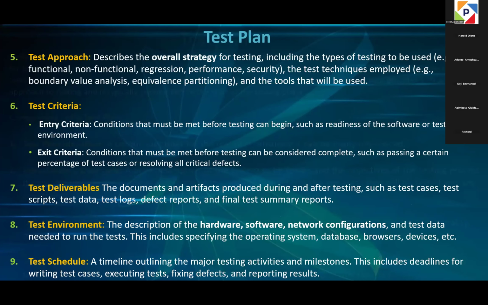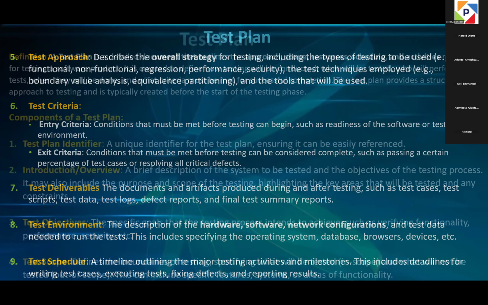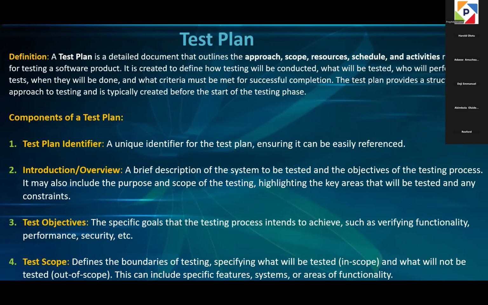We have already said that a test plan is a document that outlines the approach, the scope, the resources, the schedule, and activities required for testing a software product. It is created to define how testing will be conducted, what will be tested, who will perform the tests, why and when they will be done, and what criteria must be met for successful completion. So the test plan provides a structured approach to testing, and is typically created before the start of every testing phase.